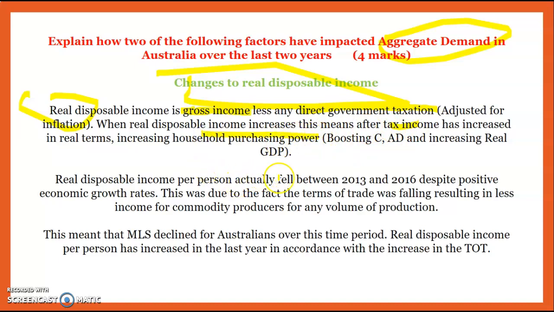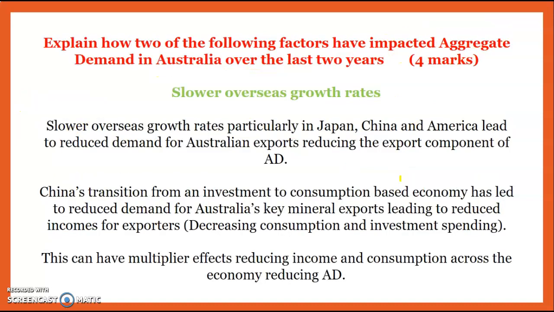So real disposable income has gone down slightly in recent years. I know this question's a bit outdated, but it's gone down slightly. And as a result of that, people don't have as much spending power, and that can lead to a reduction in consumption spending throughout the economy. Slower overseas growth rates. So if Japan and China and America, our major trading partners, fall, their growth falls, then there's less demand for our exports.